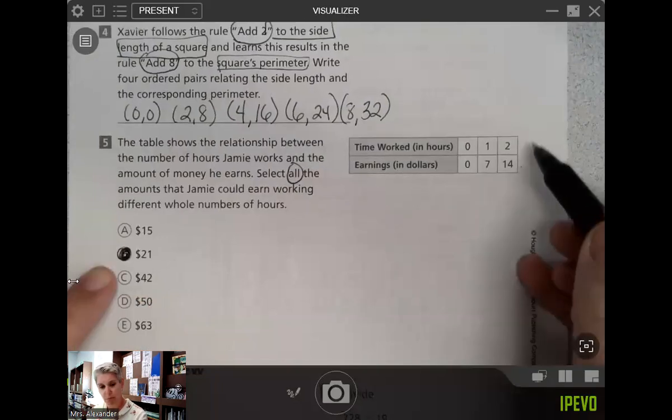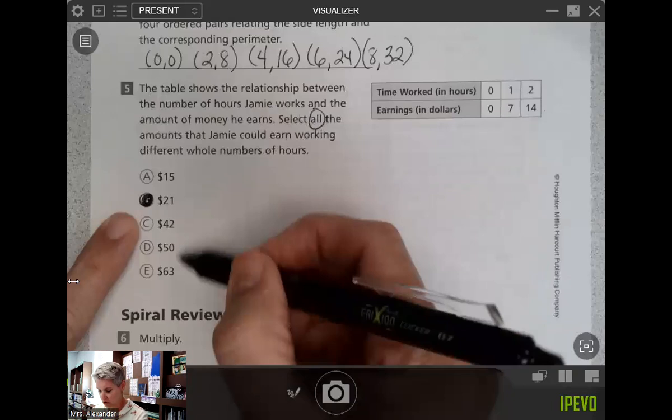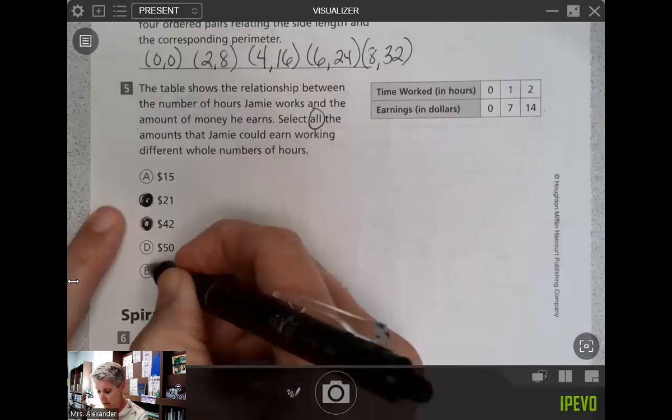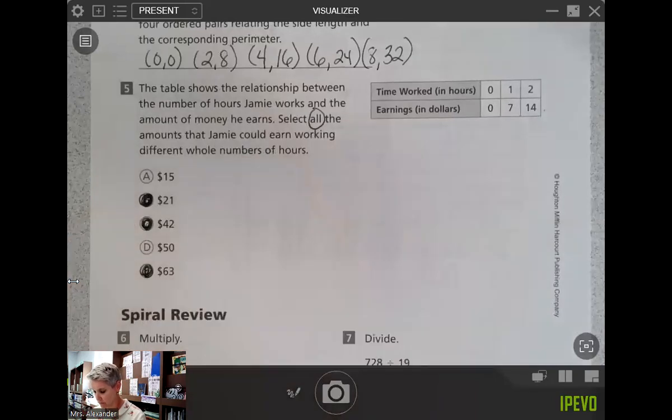I guess we could look for multiples of 7, right? Should be 42 and 63. Those would be all the amounts he could earn working whole numbers of hours.